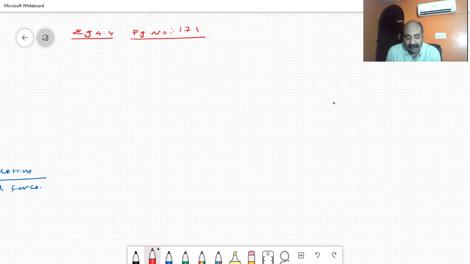Example problem number 4.4. If an object of mass 2 kilogram is thrown up from the ground, reaches a height of 5 meter and falls back to earth. Calculate the work done by gravity when the object reaches a 5-meter height. Then the work done by gravity when the object comes back to earth. Total work done by gravity both in upward and downward motion, and mention the physical significance of the result.